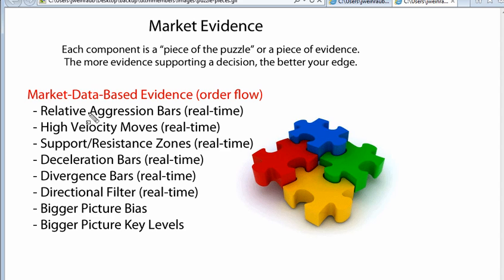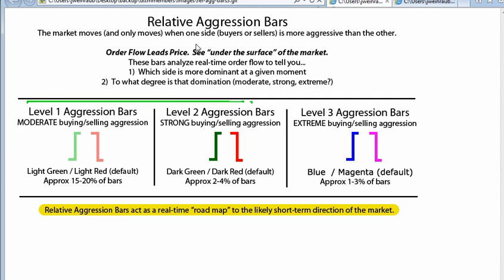But the first thing I want to throw on are what we call relative aggression bars and high velocity moves. Relative aggression bars are essentially looking under the surface of the market. We're trying to see which side, buyers or sellers, is more aggressive in any given moment, whether that's on a 10-second bar or a 10-minute bar, because it's actually aggression, when the bulls or bears collectively are more aggressive than the other side, that moves the market.